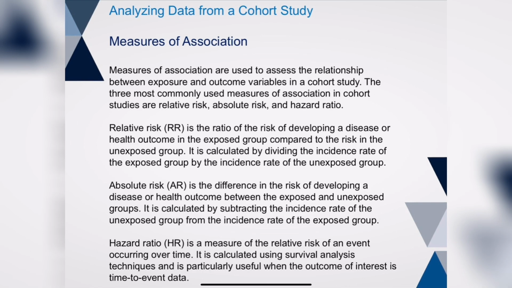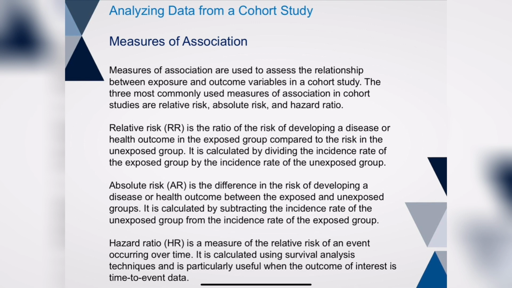So first we need to see the measures of association. Measures of association are used to assess the relationship between the exposure and the outcome variables in a cohort study. The three most commonly used measures of association in cohort studies are relative risk, absolute risk, and hazard ratio.